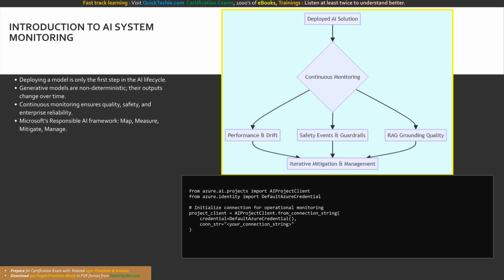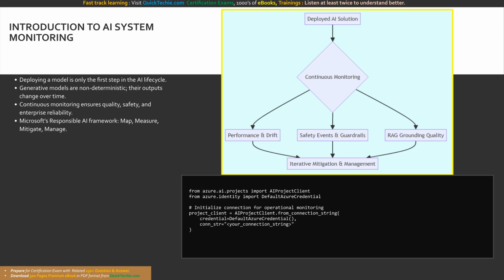By establishing a rock-solid, automated monitoring pipeline, you can confidently scale your AI solutions, knowing with absolute certainty that any degradation in response quality or safety will be immediately detected and addressed. Let us dive into the precise technical details of monitoring your deployed models. This initial code connects to the Microsoft Foundry project using the AI project client. This connection acts as the foundation for querying telemetry, running automated evaluations, and tracking your deployment's health.